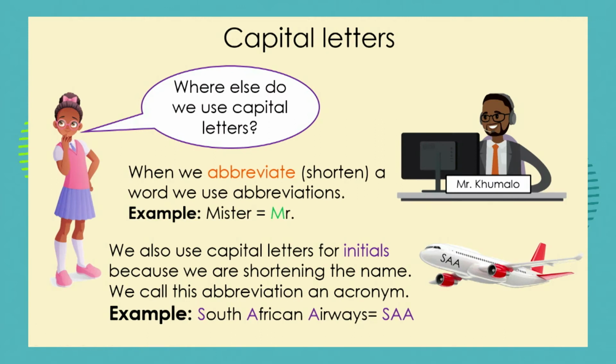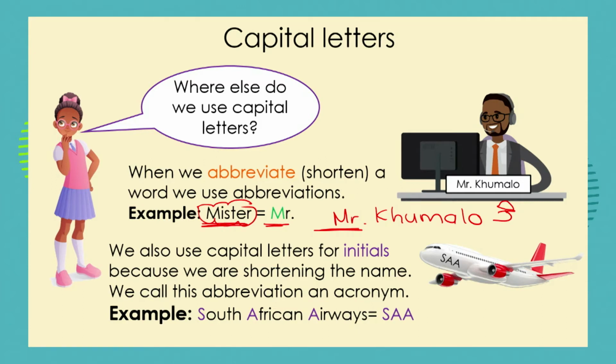So where else do we use capital letters? This is very important to note. So let's get a very important color and let's read. When we abbreviate, we shorten a word. We use abbreviations. So for example, Mister becomes Mr., M.R. Khumalo, like you see in the picture above. This also is a title. It is telling us that Mr. Khumalo is male, and we have given him the title as such.